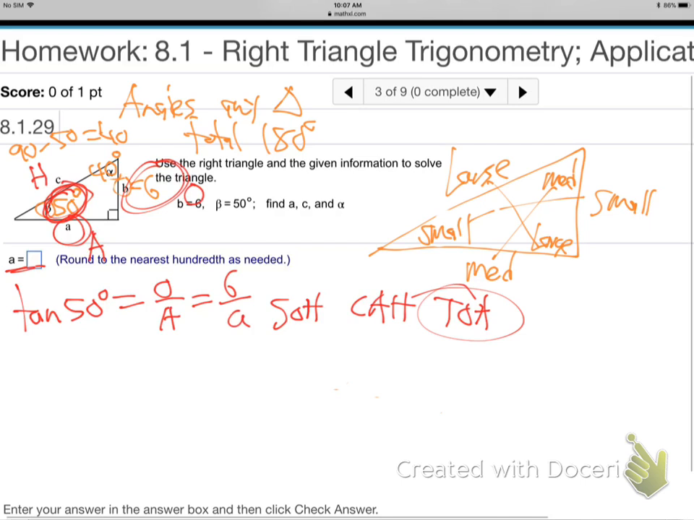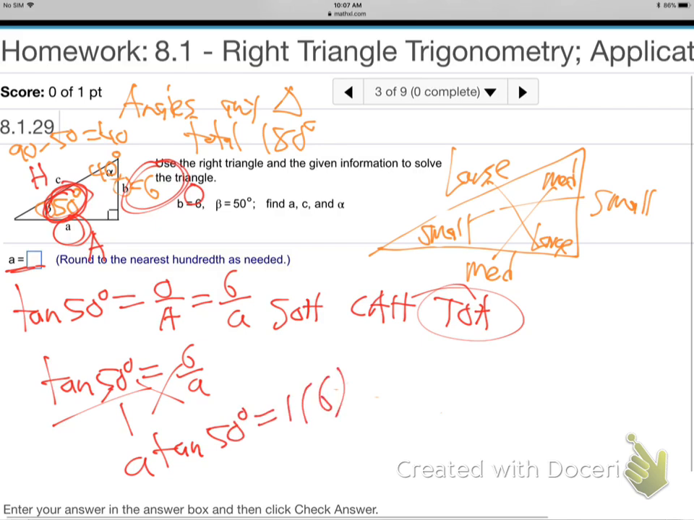Y'all tracking with me? So hit the buttons on your wall. I'm just going to leave it like this for a minute. Tangent 50 is 6 over little a. I need to solve for little a. Put this over 1, diagonal, diagonal. So a tan 50 is 1 times 6.